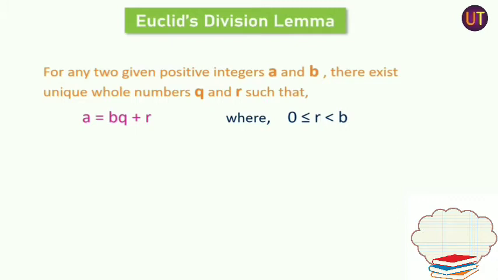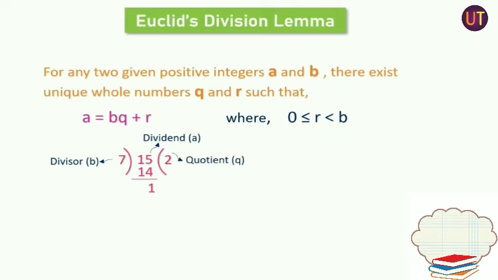Now what are a, b, q and r? Consider a simple example of division: 15 divided by 7. Here 7 twos are 14 and the remainder is 1. Here 15 is the dividend, that is a. 7 is the divisor, that is b. 2 is the quotient, that is q. And 1 is the remainder, that is r.